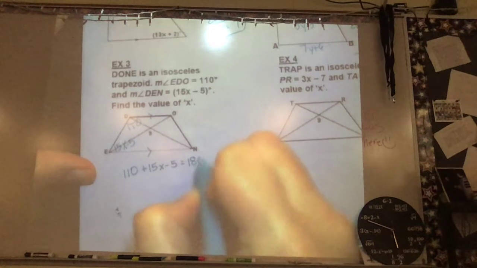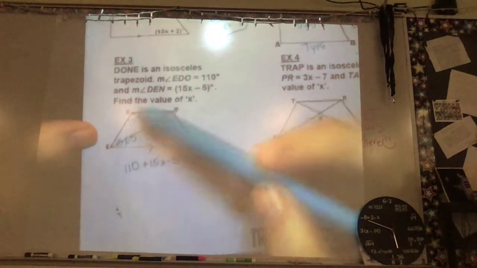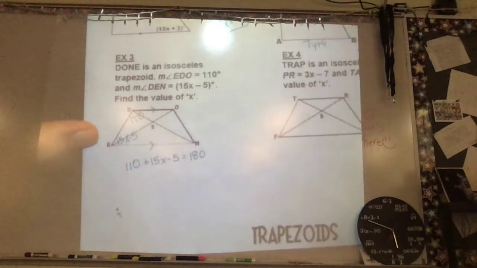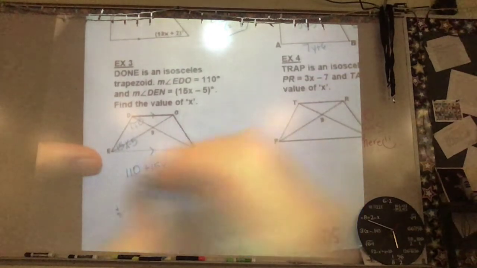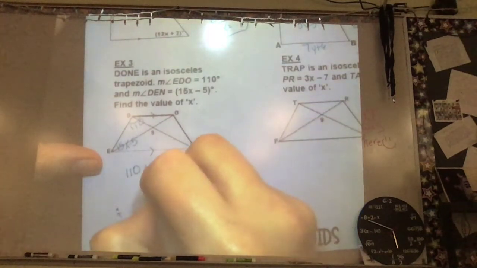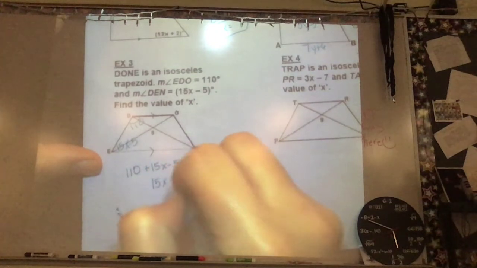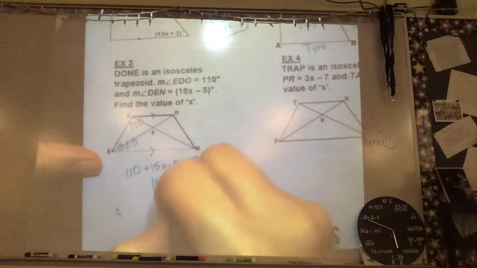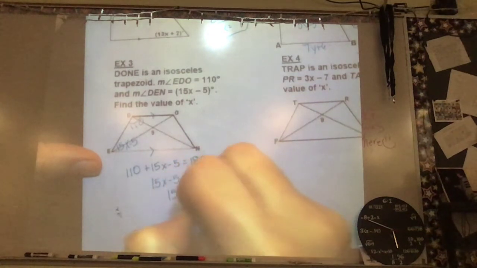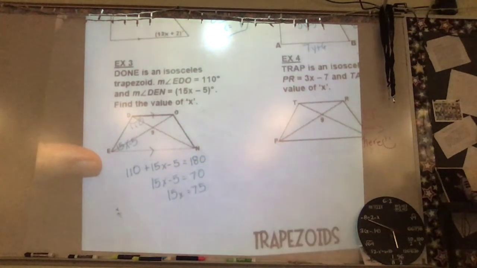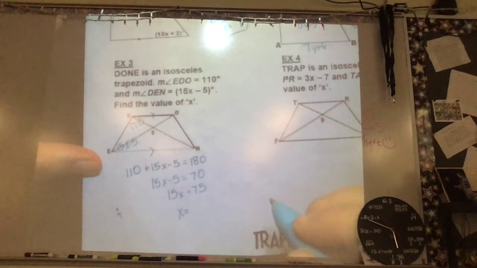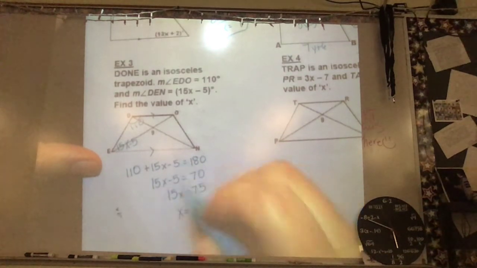A quicker way to do this, if you are thinking, if these are supplementary and that's 110, that's got to be 70. You could just set that equal to 70 and go with that. So I'm going to do that. I'm just going to subtract 110 from both sides starting off, and say that this is going to equal 70 to make my numbers a little bit smaller. So adding 5 to both sides, I have 15x equals 75. 15x equals 75, so x equals 5. Excellent.